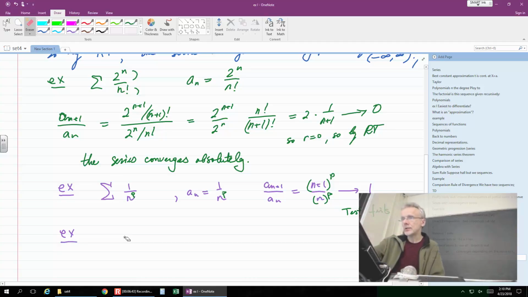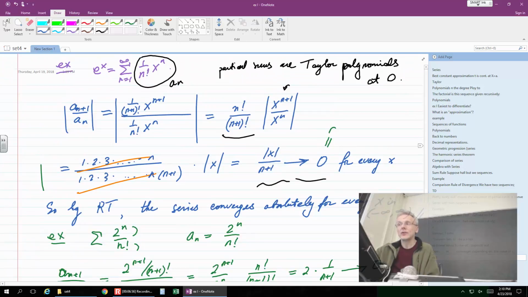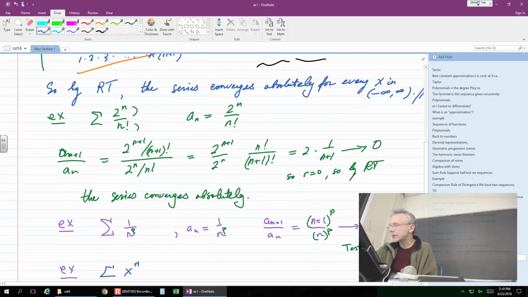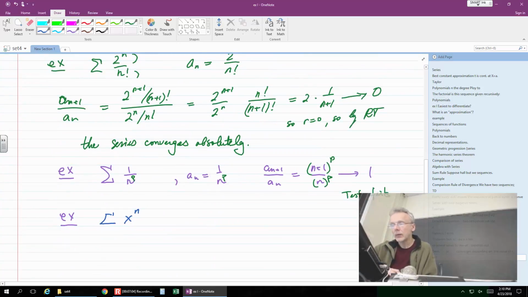Okay, let's try this. We'll take the power series x to the n, and we'll try to apply the same analysis as here. It worked out for x^n over n factorial, which happens to be the exponential function. Let's examine what happens with this series.